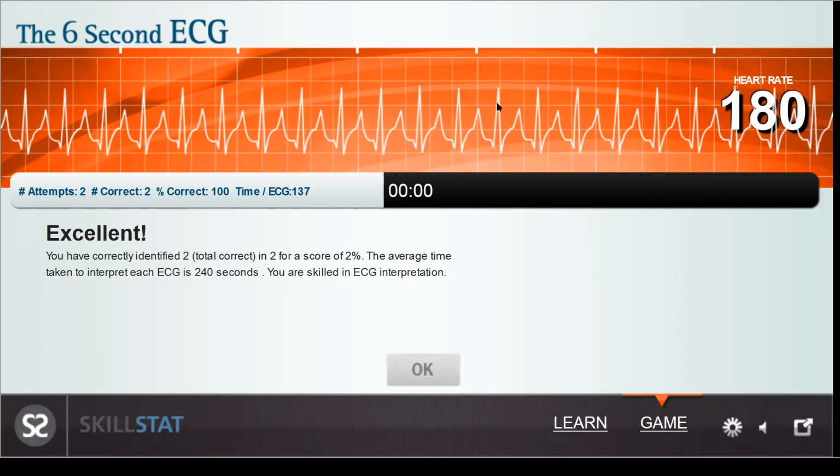So VAC for SVT. Vagal maneuver first. If that doesn't work, adenosine 6 milligrams rapid IV push. If that doesn't work, 12 milligrams rapid IV push. And if that doesn't work, cardiovert. VAC.